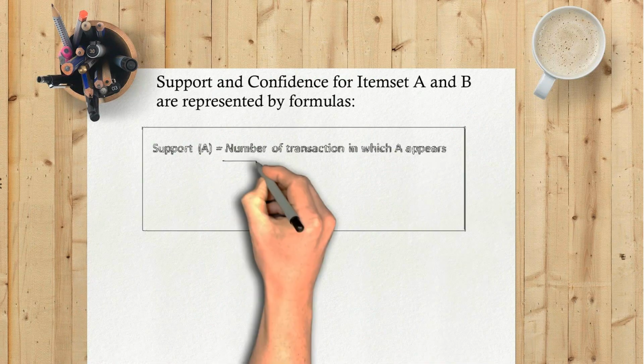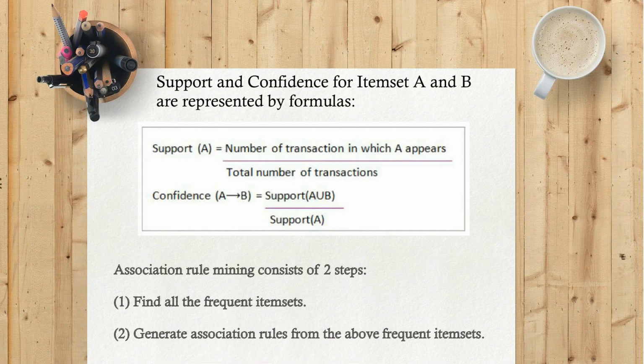Support and confidence for item sets A and B are represented by formulas. Support of A equals the number of transactions in which A appears, divided by the total number of transactions. Confidence of A to B equals support of A union B, divided by support of A. Association rule mining consists of 2 steps. 1. Find all the frequent item sets. 2. Generate association rules from the above frequent item sets.